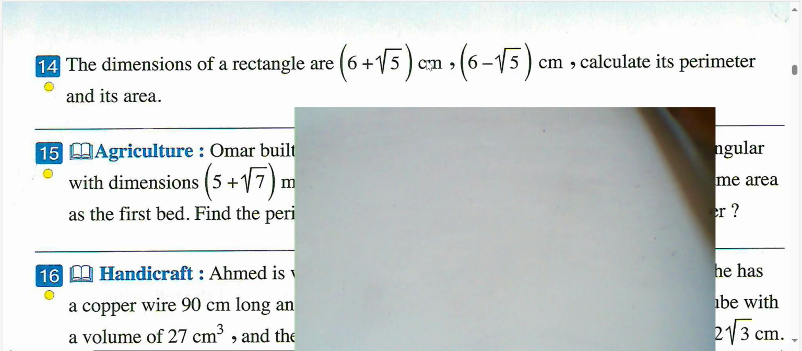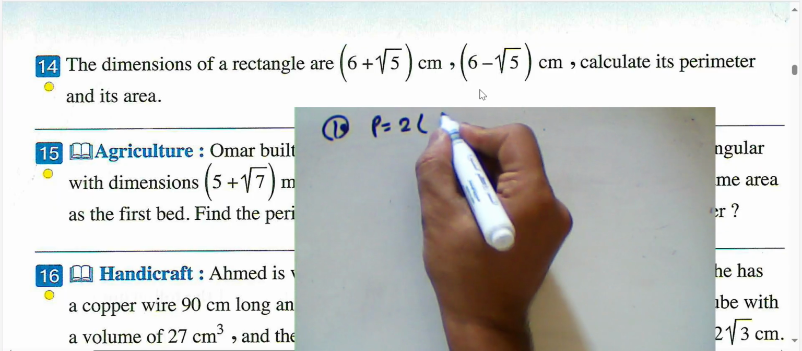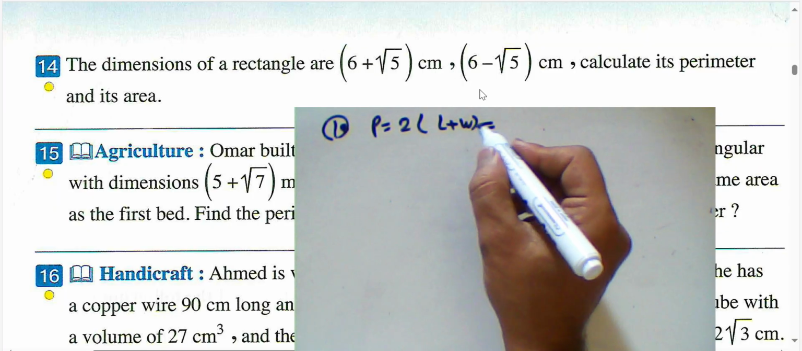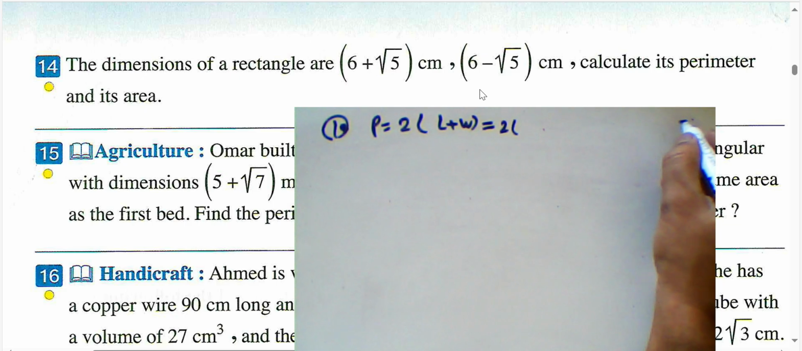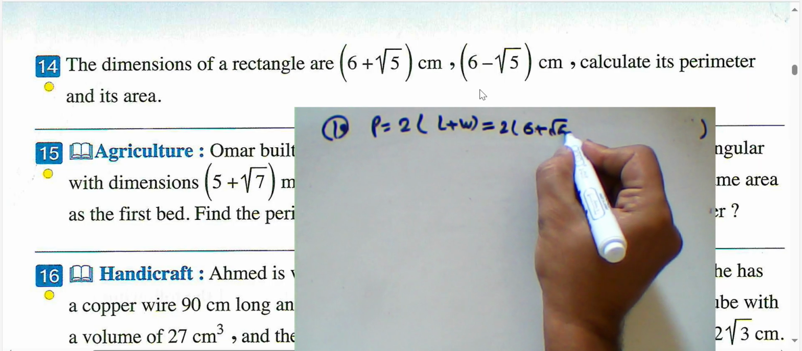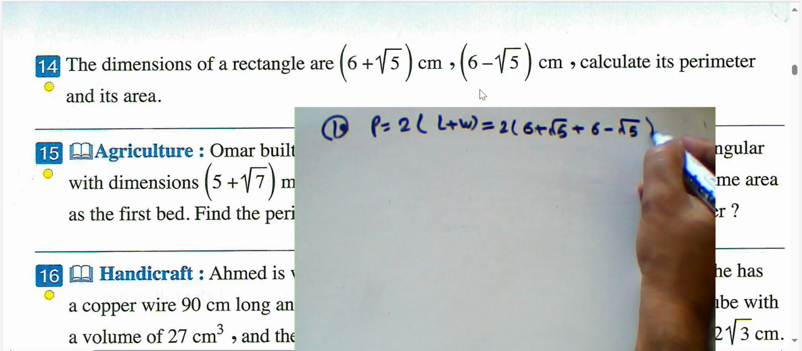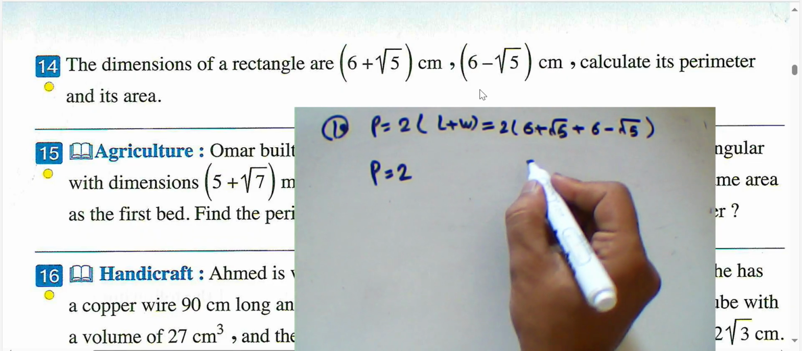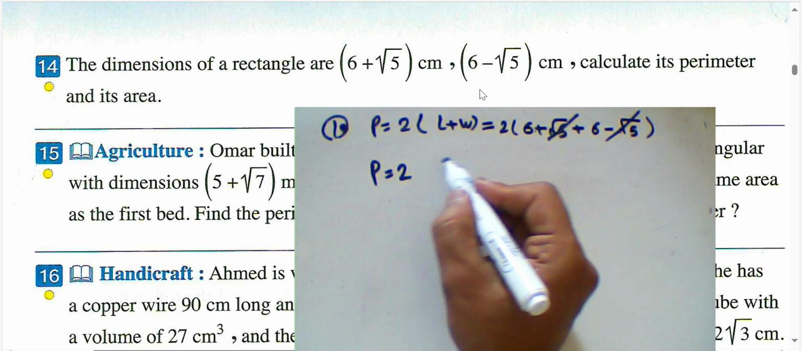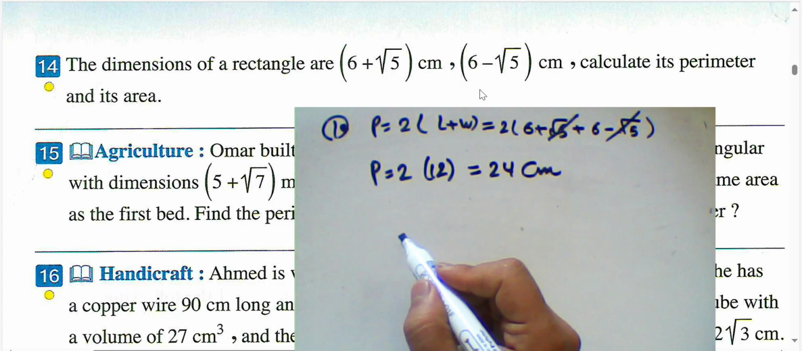Okay, question number 14. The dimensions of a rectangle have a length and width. Increase the perimeter and its area. We know the perimeter equals twice the sum of length and width. We must put the length and width: the length is 6 plus root 5 and the width is 6 minus root 5. Then the perimeter equals twice the sum. We can add together, cancel, and 6 plus 6 equals 12. Then 2 times 12 equals 24 centimeters.